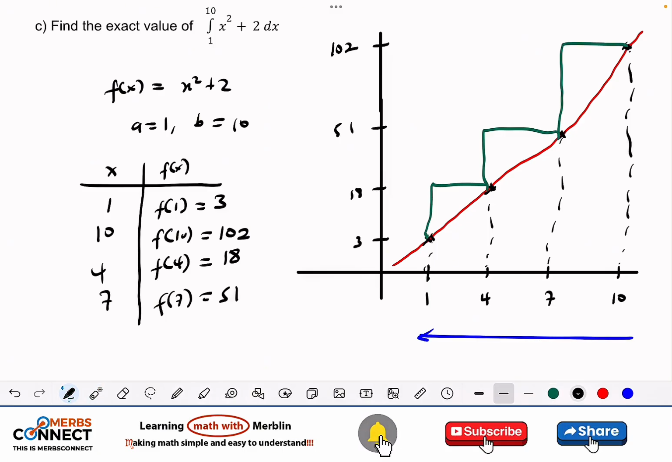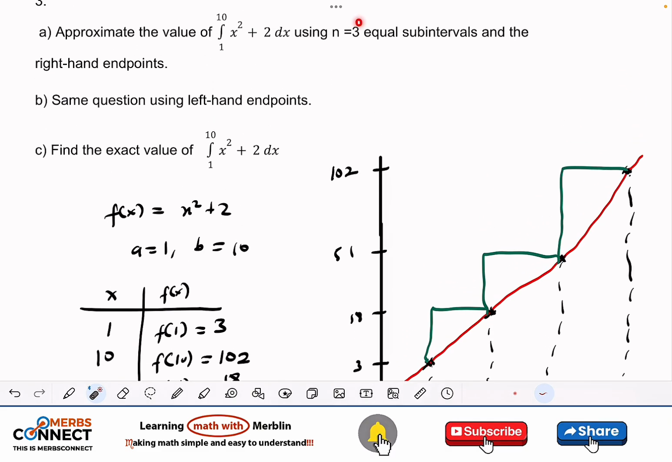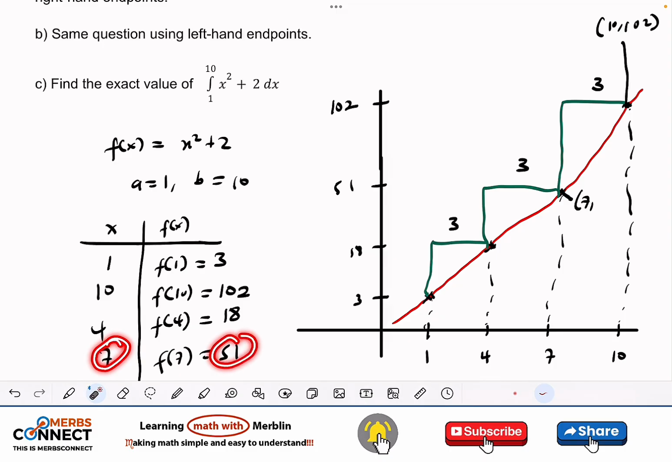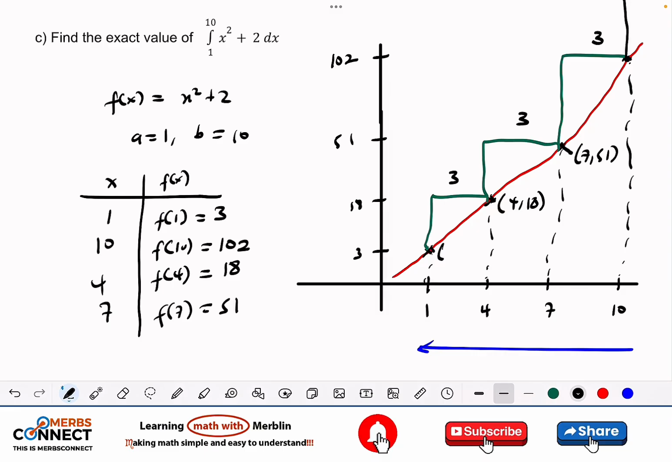What is the change between this and this? Remember, it is 3, because n is equal to 3. So from here we have 3, 3, and then 3. But don't forget the coordinates. The coordinate here is 10, and 10 corresponds to 102. The coordinate here is 7, and 7 corresponds to 51. The coordinate here is 4, and 4 gives us 18. Then the point here corresponds to 1 and 3.